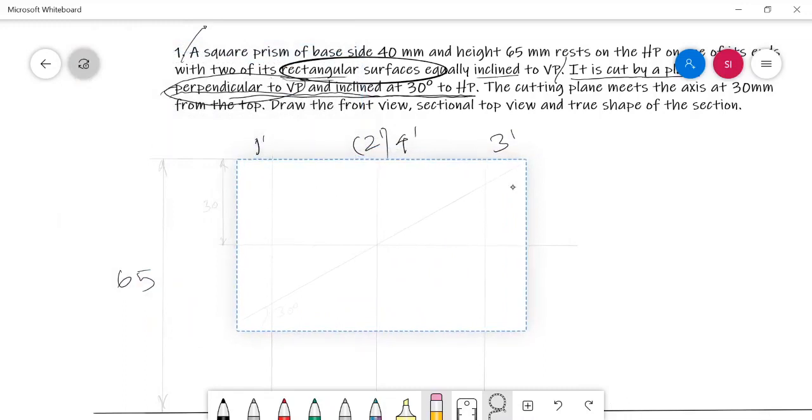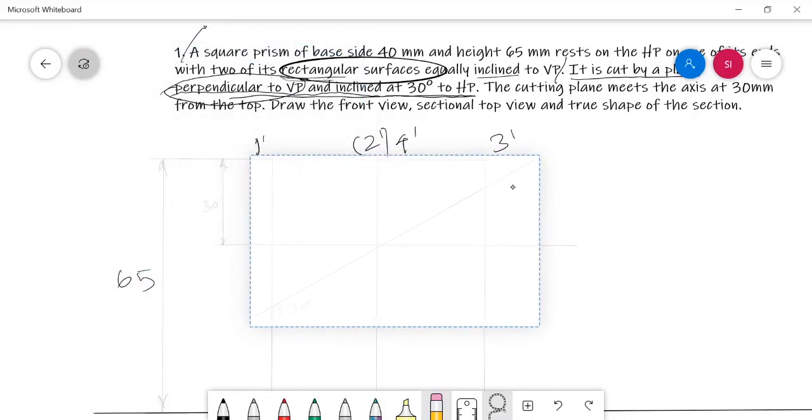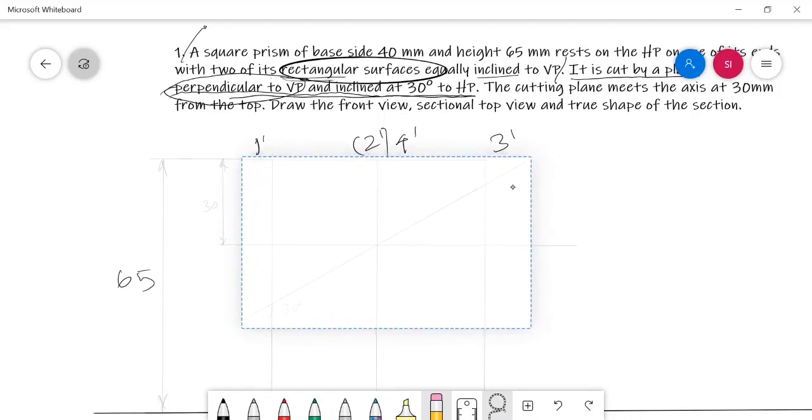Don't consider the cutting plane's meeting points with other axes like 1 dash, a dash, 3 dash, 4 dash. Don't consider about them. You have to concentrate only on where the cutting plane meets the axis. It's meeting the axis at the point 30 mm from the base. In this way, you have to place the cutting plane.